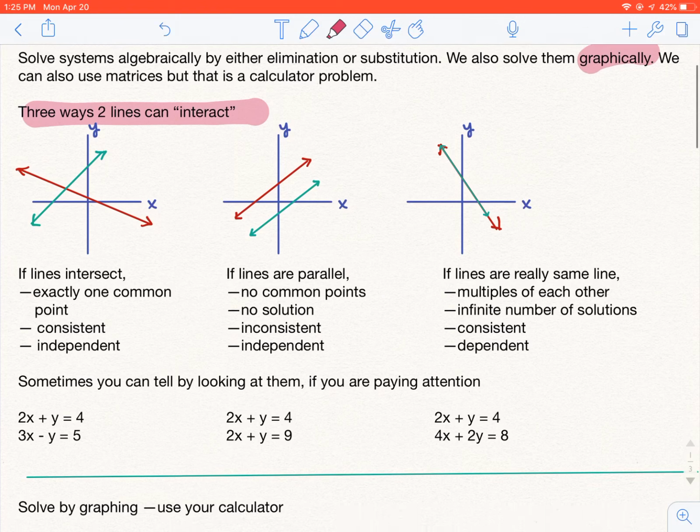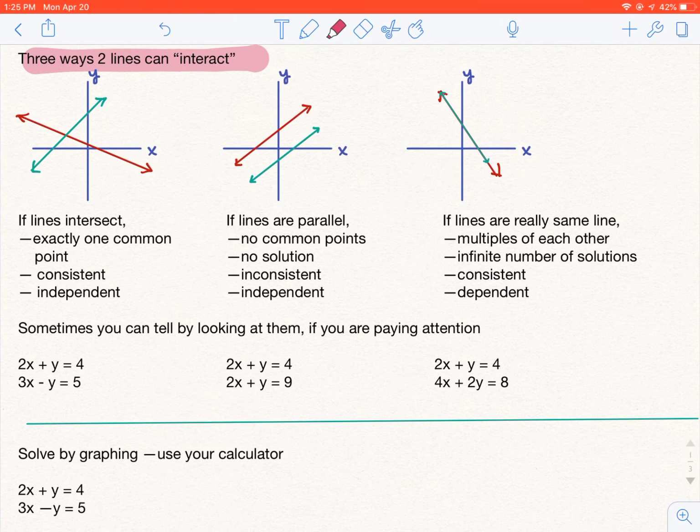Sometimes you can look at them and tell, if you're paying attention. Most of the time we're not paying attention, but you can tell if you are. So if I look at this first system over here, I notice I've got 2x plus y equals 4, 3x minus y equals 5. Those are definitely not the same line.